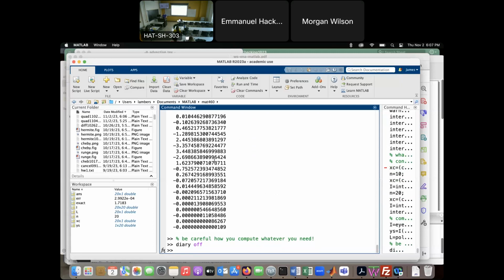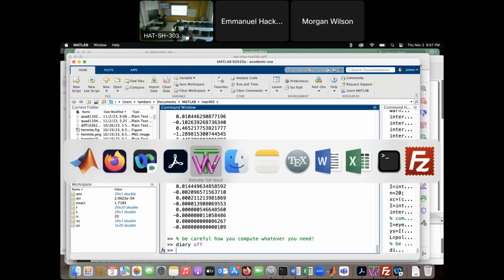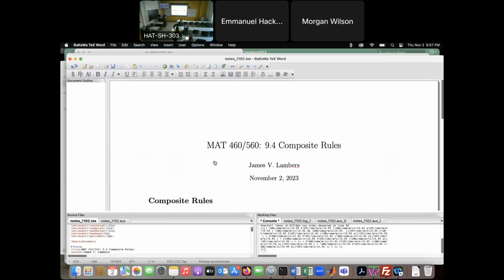Okay, now that I've shown why you have to be careful with interpolatory quadrature, I'm going to show you an alternative that still makes use of interpolatory quadrature, just more judiciously. That's the subject of today in these brief notes on composite numerical integration rules.